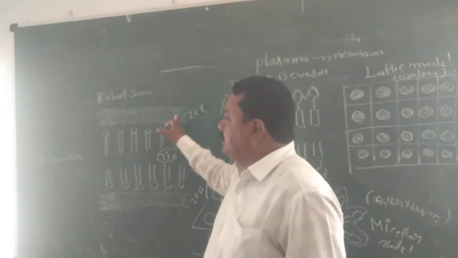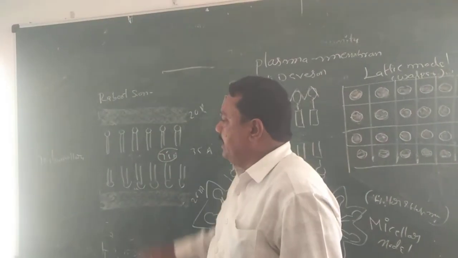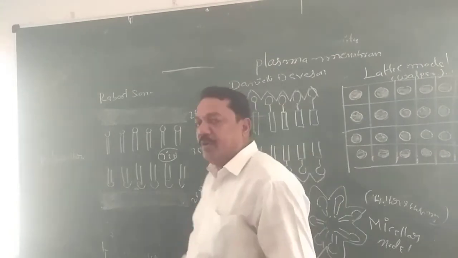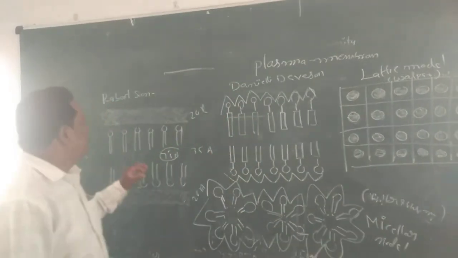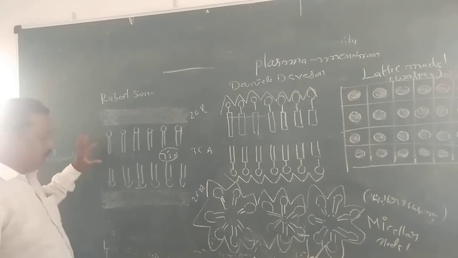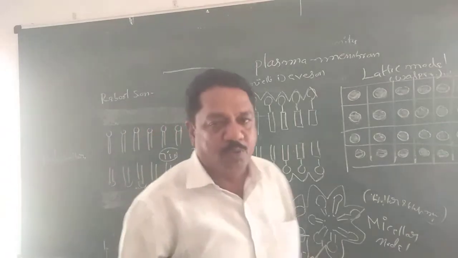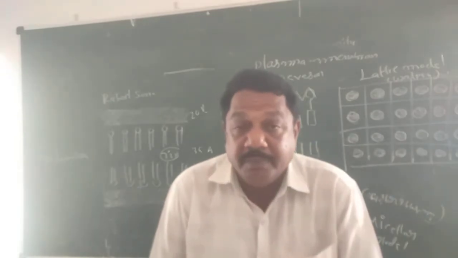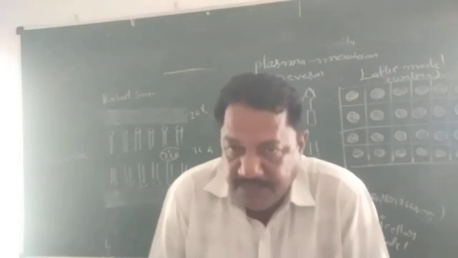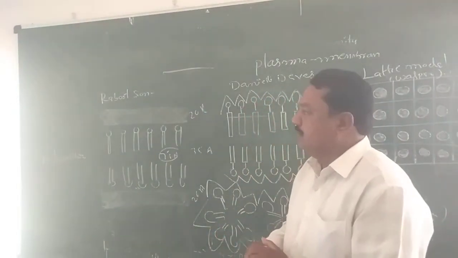According to Robertson, the plasma membrane is made of three layers: the outer and inner layers are protein in nature, and the middle layer is lipid in nature. A lipid molecule has two important parts: the head region, which is hydrophilic, and the tail region, which is hydrophobic. The hydrophobic tails are towards the inside, and the hydrophilic heads are towards the outside. This is the common structure, a very simple model given by Robertson. Two protein layers and one lipid layer. This is the general structure according to Robertson's views.